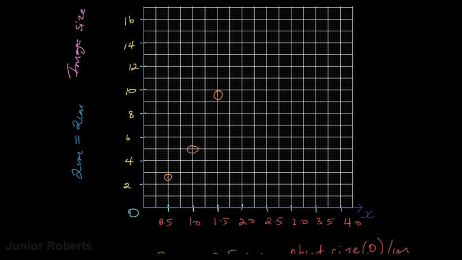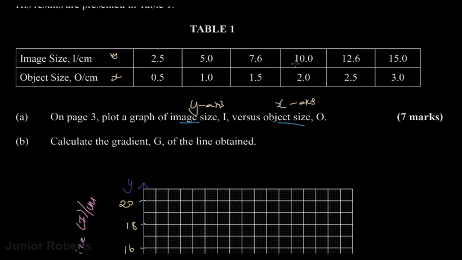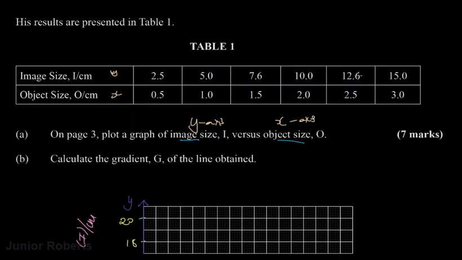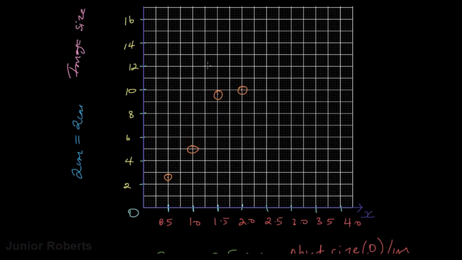Now we can continue. We have 10 corresponding to 2.0. So we have 10 right here corresponding to 2.0, so it's going to be right here. Then we will continue, and we have 12.6 corresponding to 2.5. So 12.6 is right here, we'll go right there, and we circle, and it corresponds to 2.5 here.